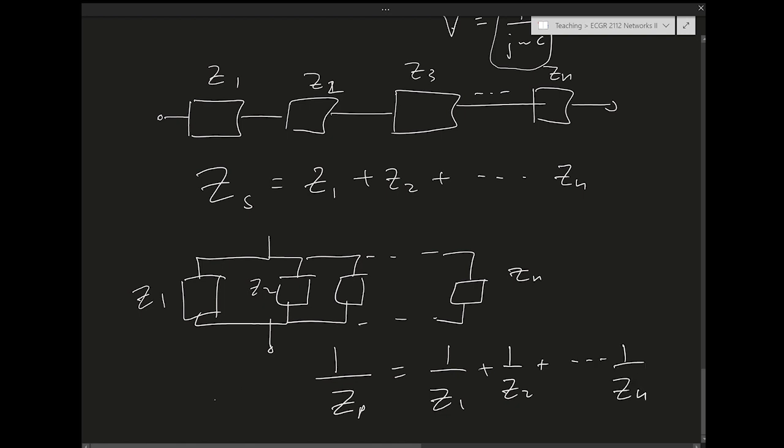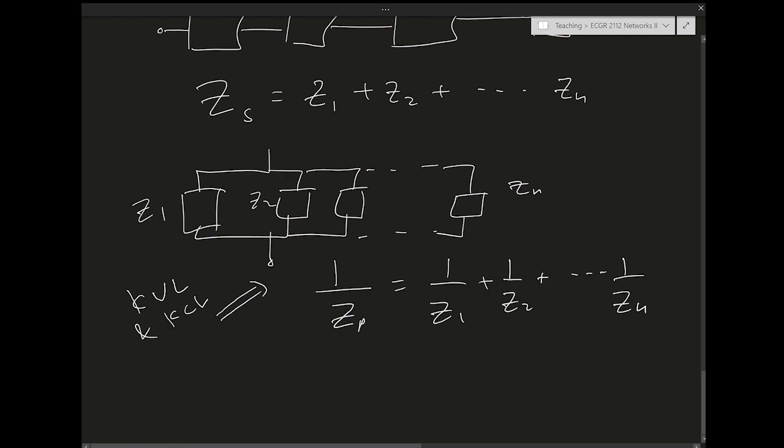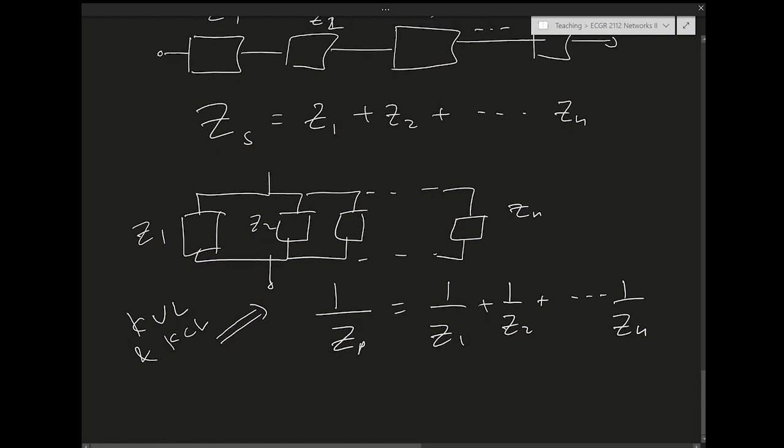Those relationships arise from applying KVL and KCL. And KVL and KCL still apply for circuits represented by phasors. Because they still apply, those relationships still apply.